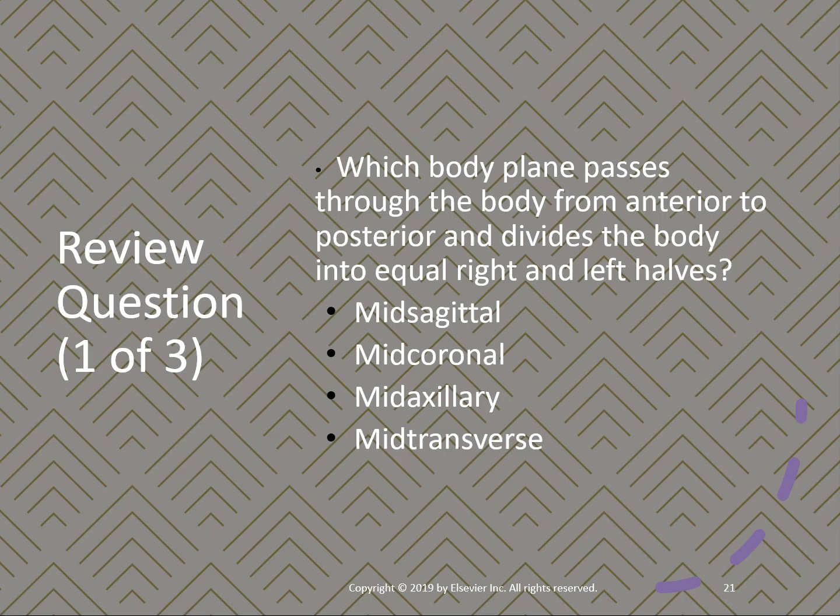mid-axillary plane. So if you understood that mid-coronal and mid-axillary were synonyms, you intuitively understood that that was not the right answer, because the question would then have two right answers. So mid-sagittal, as it's currently worded, is the right answer here. It passes through the body from posterior to anterior and divides the body into an equal left and right half.